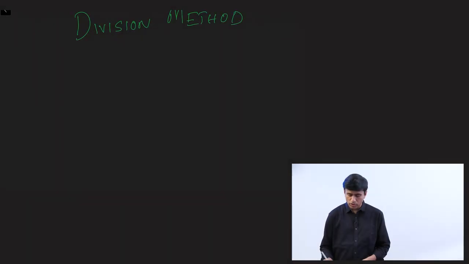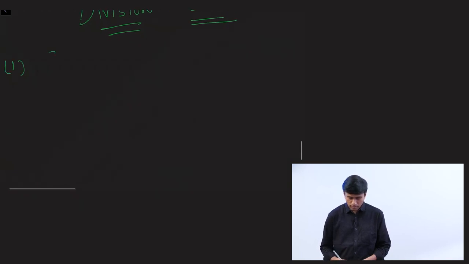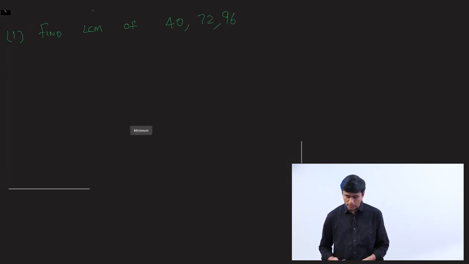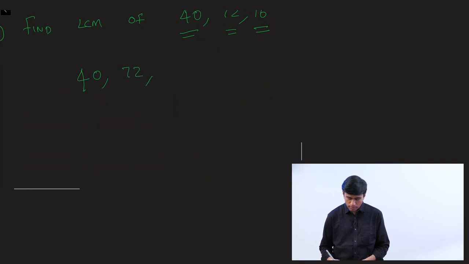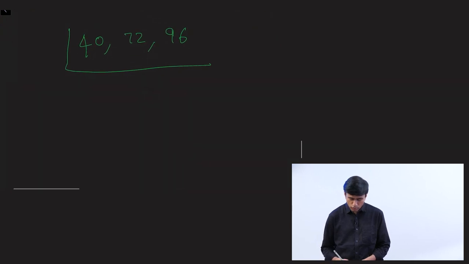Division method. This is the method commonly used to find LCM. So let's take an example. Find the LCM of three numbers, that is 40, 72 and 96. Let's find the LCM using the division method. We find the LCM by finding the prime factors of all the numbers simultaneously. I'll show you how to do that. Let's take all the numbers simultaneously and find the prime factors. So we start with 2.